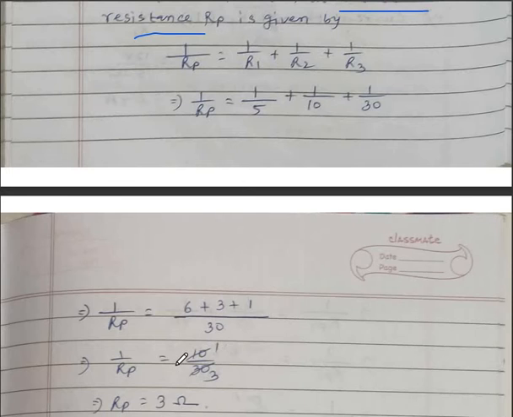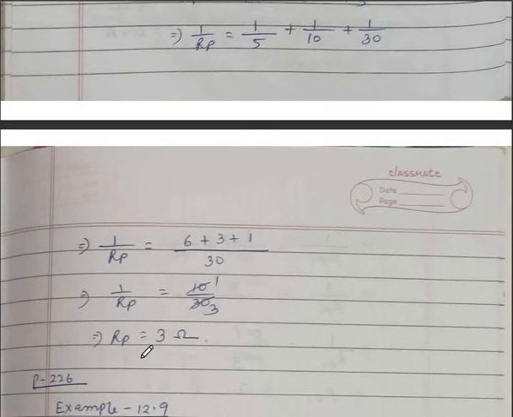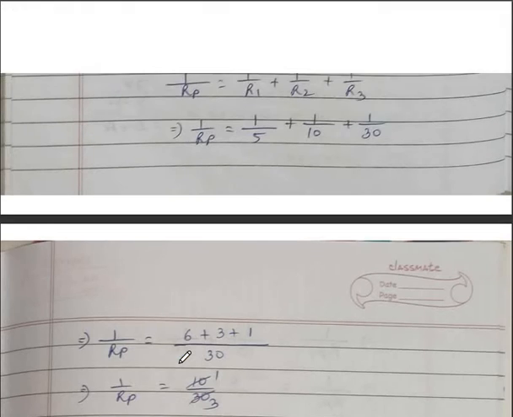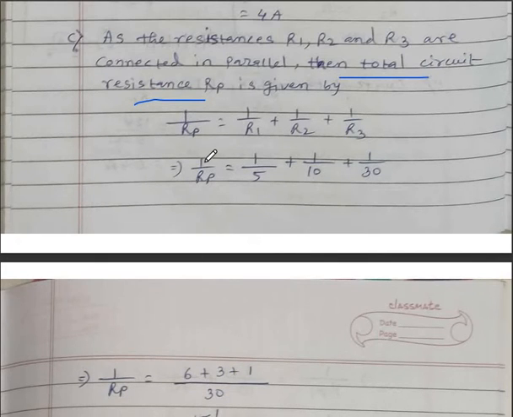Let us do the cross multiplication. Rp is coming out as 3 ohm. So the total circuit resistance is 3 ohm. Since all are connected in parallel, that's why I have taken this formula: 1 by Rp is equal to 1 by R1 plus 1 by R2 plus 1 by R3.